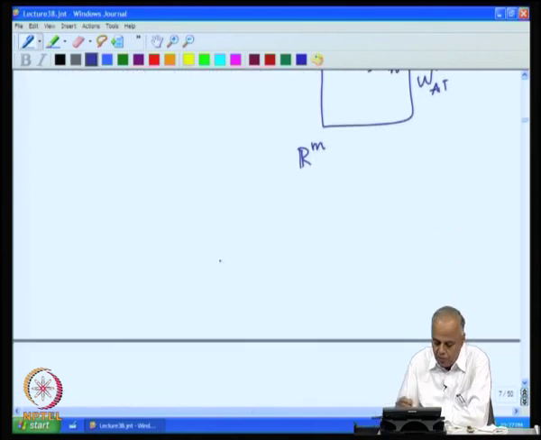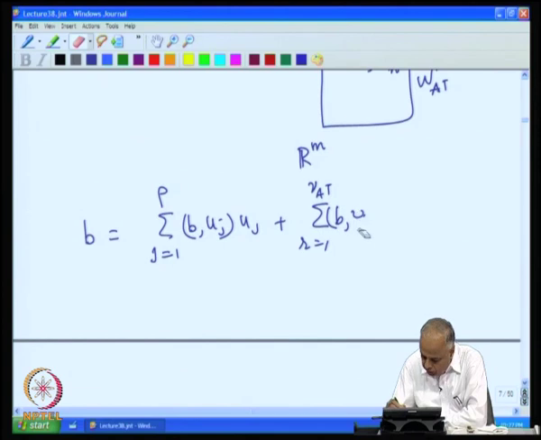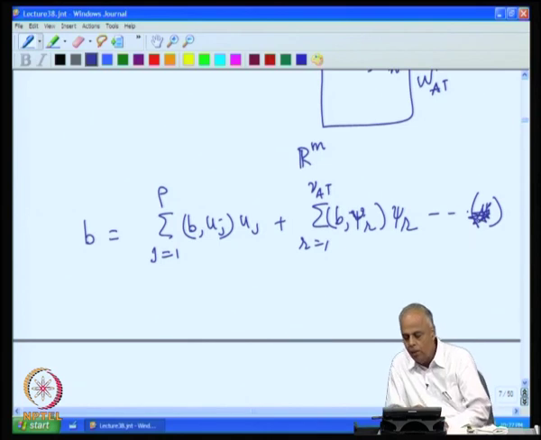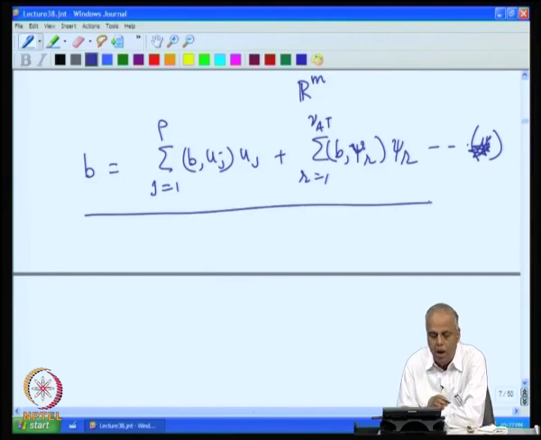So, the first achievement that we have is that B has this expansion: the sum over j equal to 1 to rho of B u j u j, plus the sum over r equal to 1 to nu a of transpose B psi r psi r. The indexing has been r, so it should be psi r psi r. Let us call this equation star. So, we have the expansion of B. We know this B, and our job is to find x.